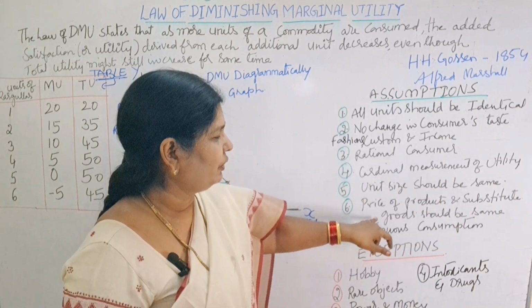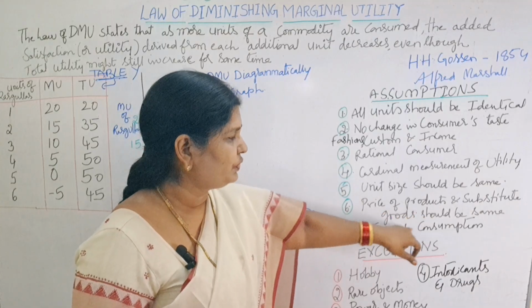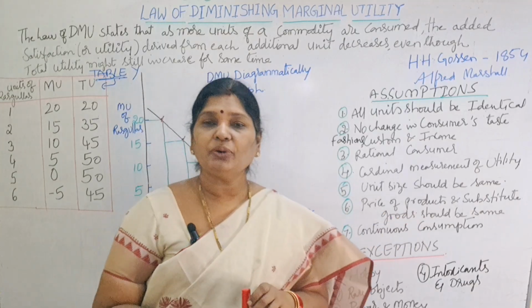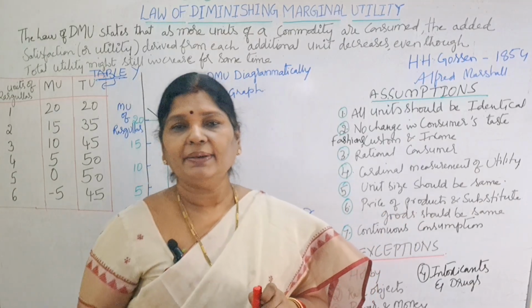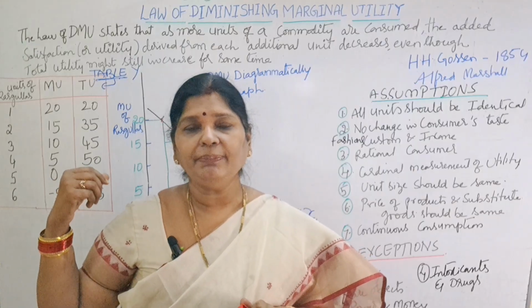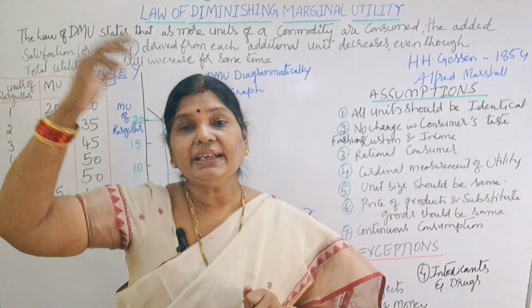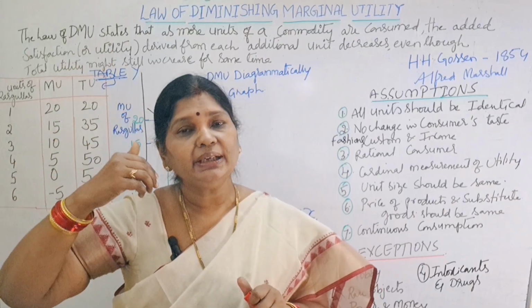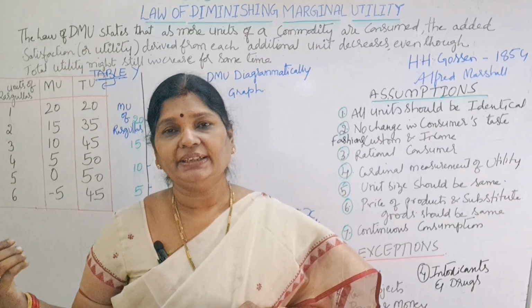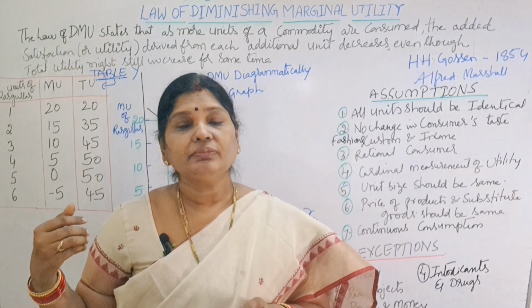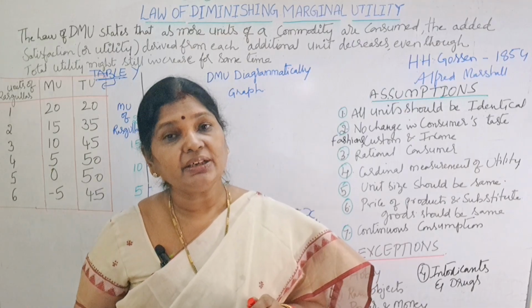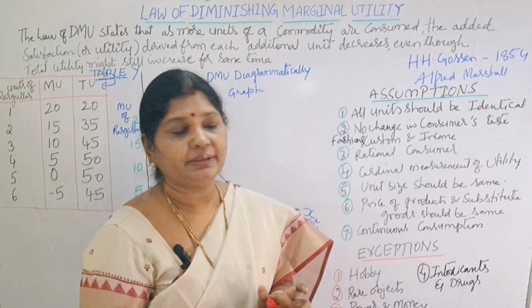Next, the price of products and substitute goods should be the same. So whatever the products you are consuming in the law of diminishing marginal utility, that product's price should not change. If the prices get increased, then the consumer may not prefer this product, right? Or if the substitute prices are increasing or decreasing also, this law will not apply.